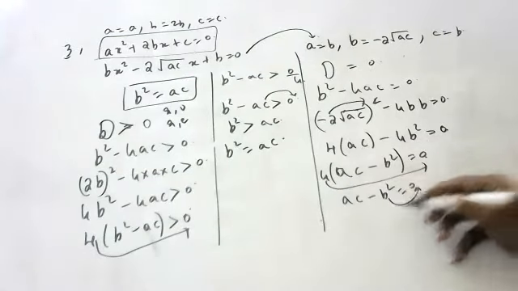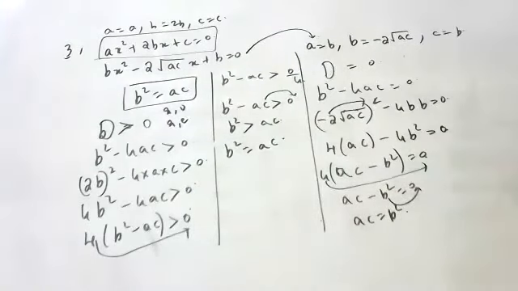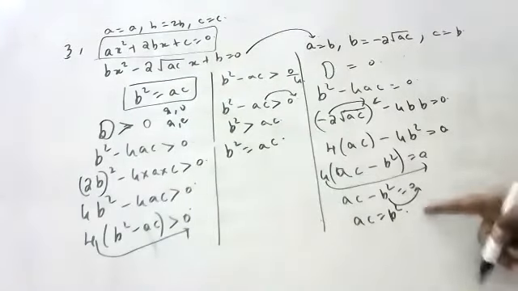We'll bring it to the right side. AC is equal to B square. That's it, children. In both the cases, we have proved. Very good, Pranti and Rakesh. So B square is equal to AC here, and B square is equal to AC here.